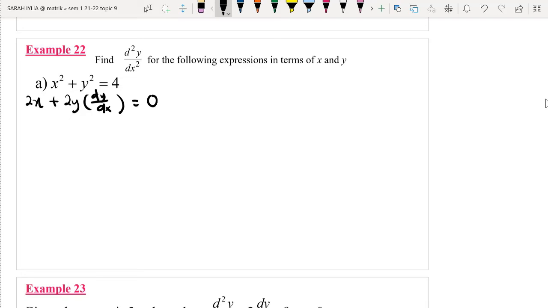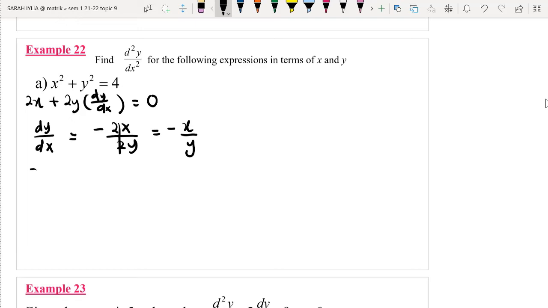Okay, to make it easy, we can also arrange dy dx first as the subject. So, if I rearrange dy dx as our main term, now we will get negative 2x over 2y. This can be cancelled, right? So, it becomes negative x over y. Okay, so since we want the second derivative, we have to differentiate one more time.